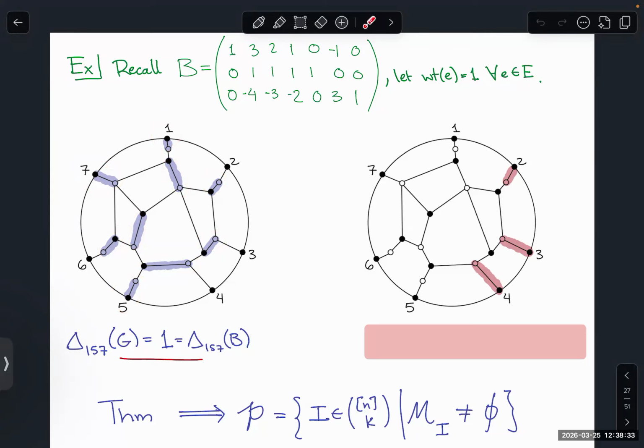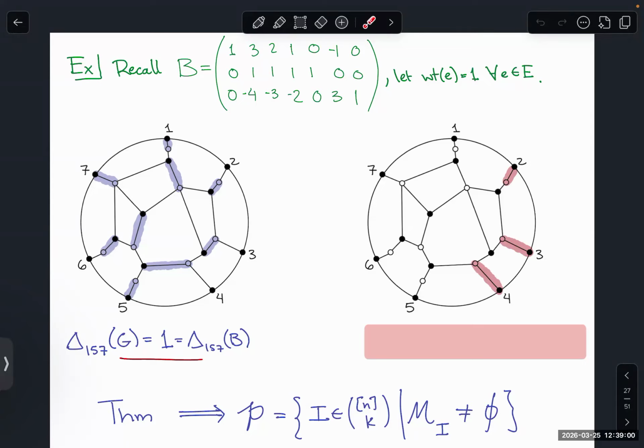If we weight all of the edges with 1, then essentially the delta I's of G are telling me how many matchings I have with this boundary condition I. It turns out that that's the same as the Plücker coordinate of this matrix B when I take 1, 5, 7. Now, what happens if I try to take the matching with boundary condition 2, 3, 4?